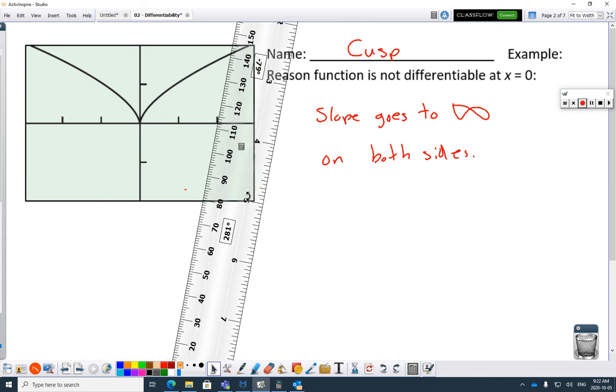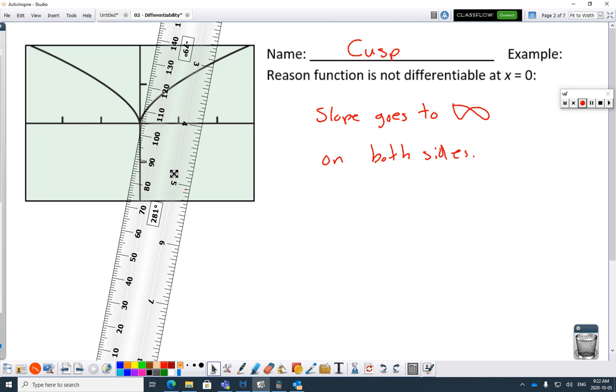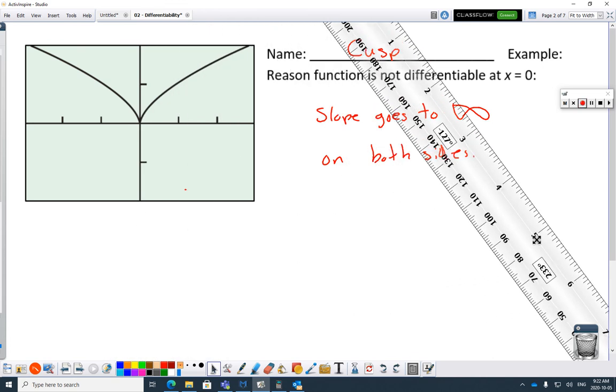Twist, twist, twist. Last one. You see? Now the slope is really close to infinity. As you get closer and closer, this thing heads to infinity on both sides. That's different than a corner. Well, it's subtly different than a corner. A corner heads to two different slopes on each side. Okay, that's enough. Get out of here.